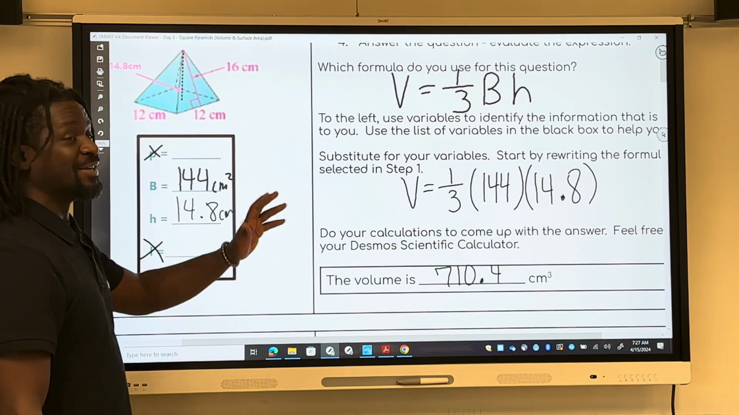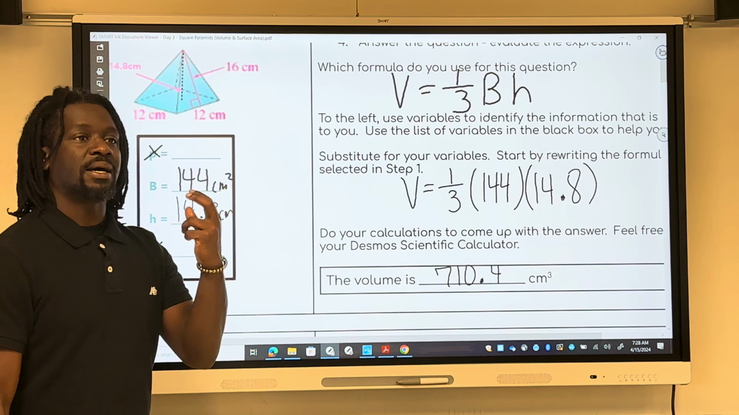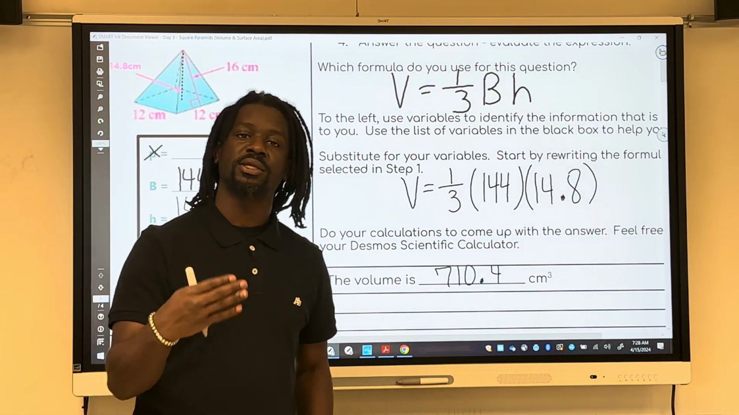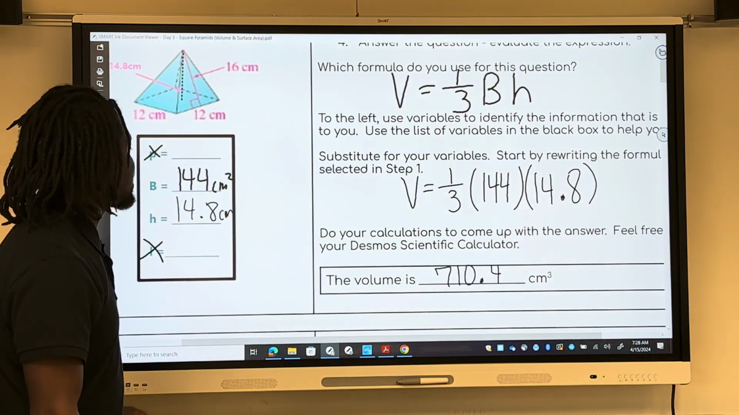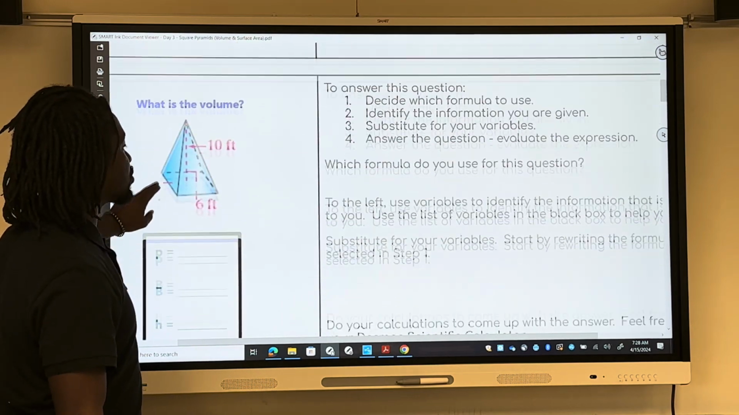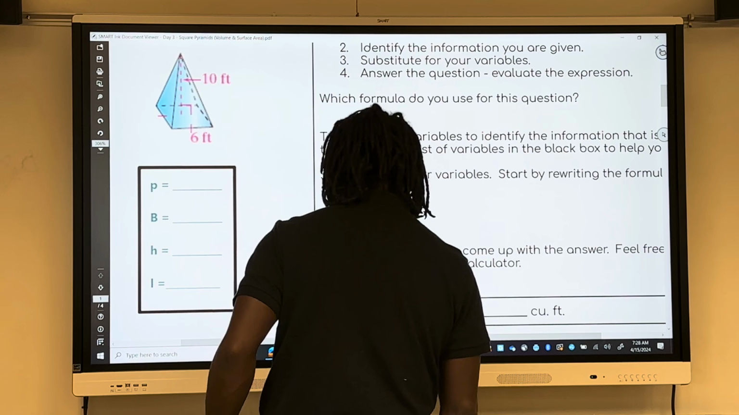So again, knowing what the formula is and knowing what part of our pyramid we need to use, identifying the correct parts, that's the hardest part to figuring out the volume. Okay. So let's look at one more example. Then I'm going to let you do the remainder on your own.